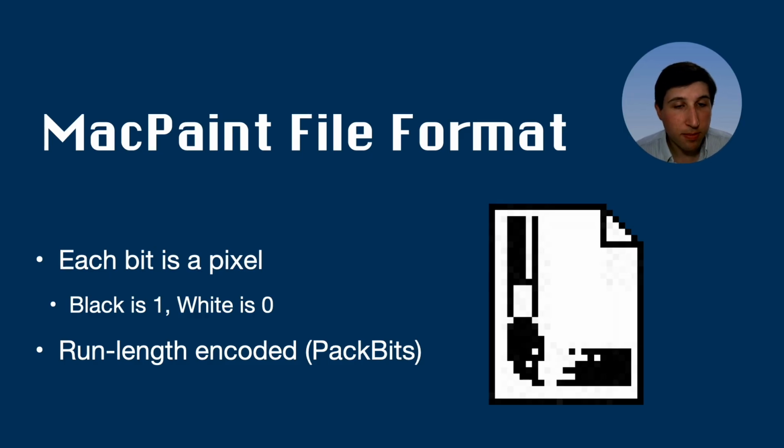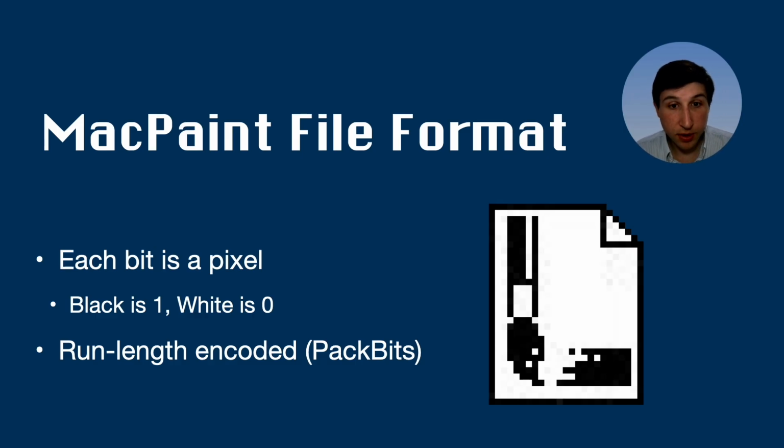One is that the way MacPaint represents pixels is using individual bits. So if you remember from computer science, there's 8 bits in a byte. So every byte actually accounts for 8 pixels. And if a pixel is supposed to be black, then the bit will be 1. And if the pixel is supposed to be white, then the bit will be 0. Okay, that's simple enough. And I'll show you an example of that in a second.